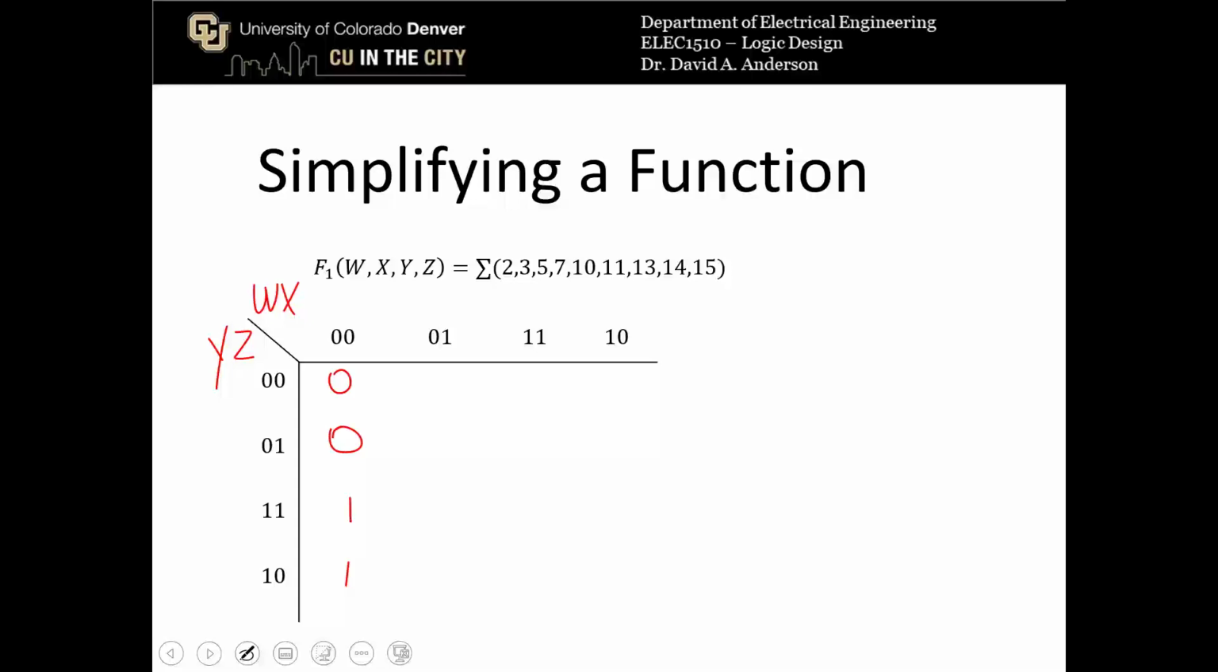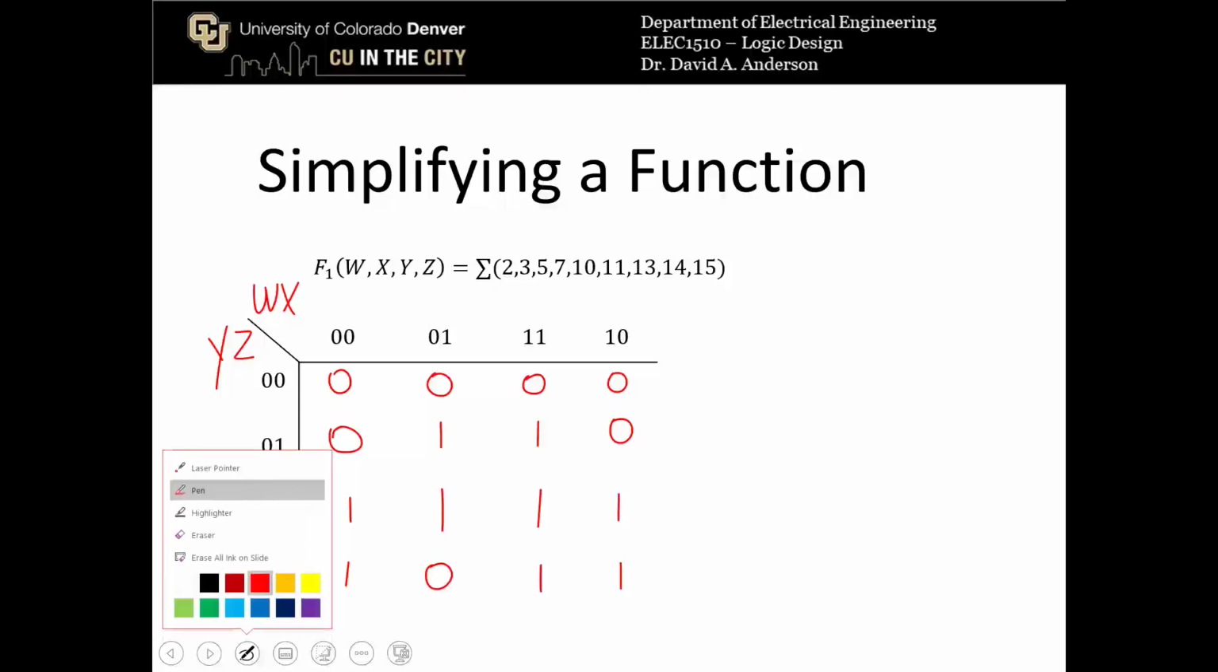Then minterm 4 is not represented, 5 is, 6 is not, 7 is, minterm 8 is not, 9 is not, 10 and 11 are, 12 is not, 13 is, and 14 and 15 are. So now we can see that there's some nice structure to the placement of these 1s in the K-map. So now we can start actually circling bubbles.